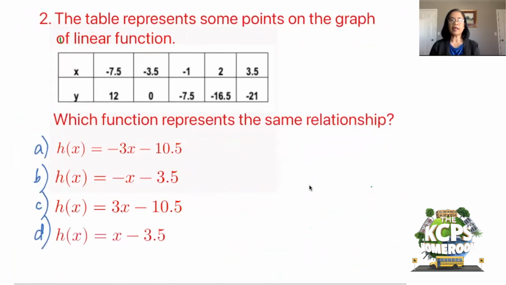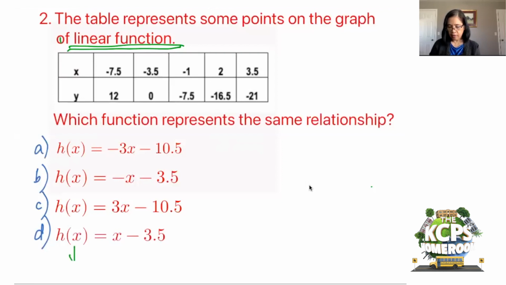So in the next item, we are given a table with points that are on the graph of a linear function. So this is already predefined that this table represents a linear function. We are asked which function represents the same relationship. So we are asked which of these equations here would represent the table of values.